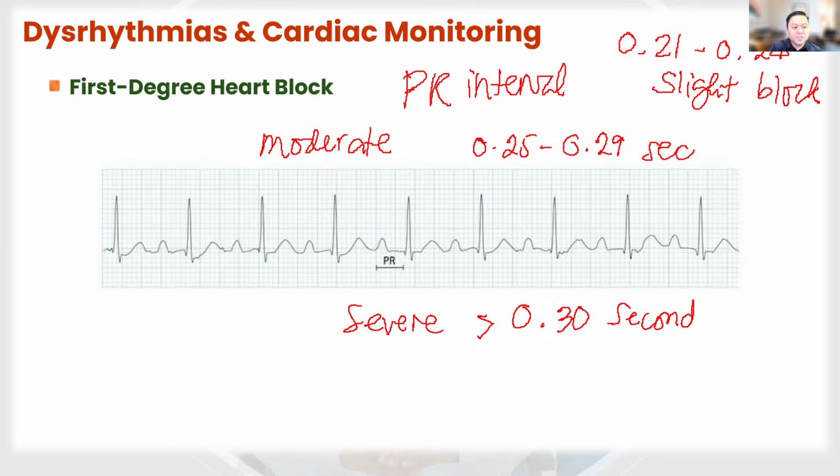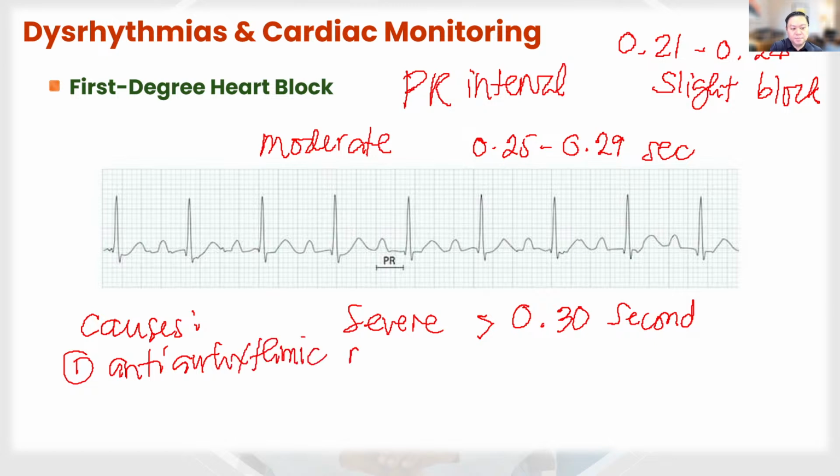Okay, so let's talk about the causes of first degree heart block. Again, one of those is possibly the use of antiarrhythmic medication. It could be digoxin, or it could be a beta blocker, or let's say the patient may have electrolyte disturbances.